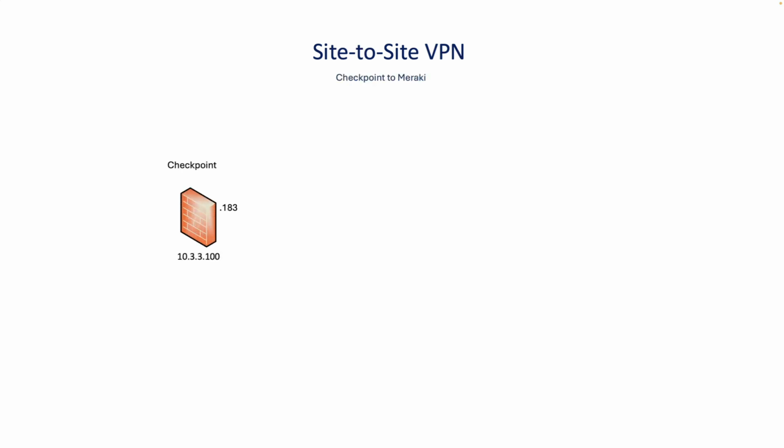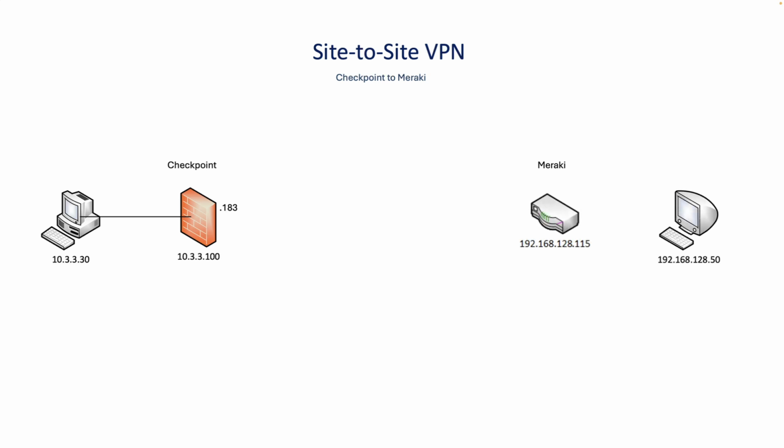Today we're gonna configure a VPN site-to-site between Checkpoint and Meraki. On the left-hand side we have a Checkpoint firewall with a Windows computer connected to it. On the right-hand side we have a Meraki firewall with a Mac computer behind it.